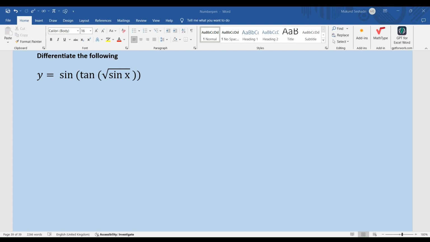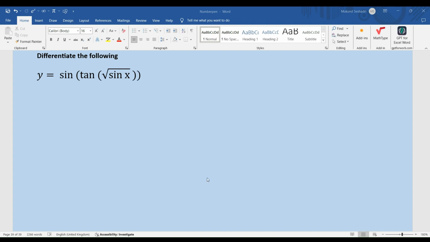You can solve this problem using the method of substitution by doing a tan of root sine x equals u, but we're going to skip the substitution steps and directly go about solving it like we solved in one of our earlier videos. And how do we go about doing that? So we will pick up the outermost function, right? So what is our outer function?